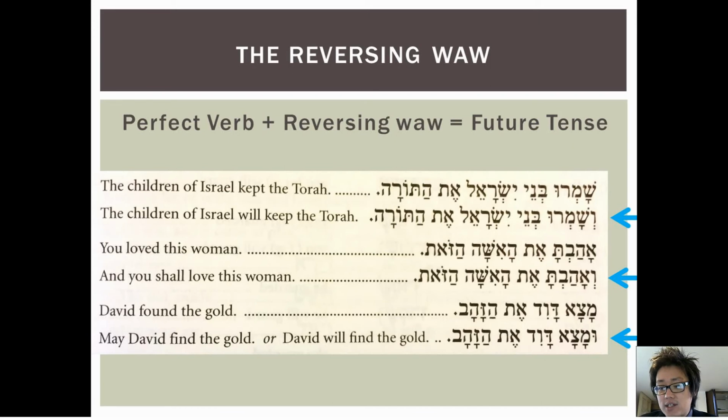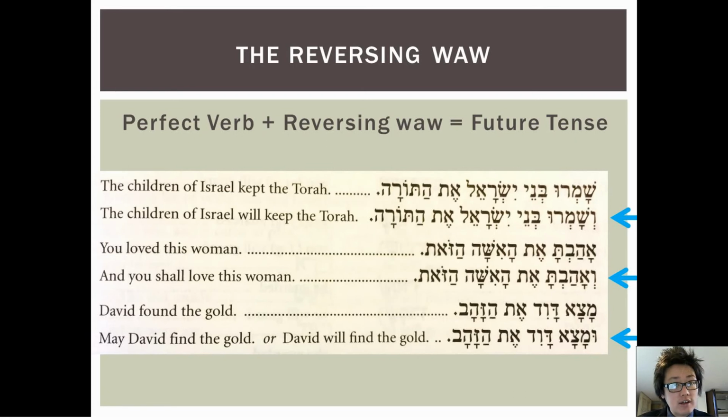We have umatzah David et hazahav. Now, let's note one thing. The vav here is slightly different than the one you saw above. Right here, it's u. Above, we have ve. It's the same reversing vav. The only difference is that it has one of those, do you remember what they're called? The bump letters, beit mem pei.